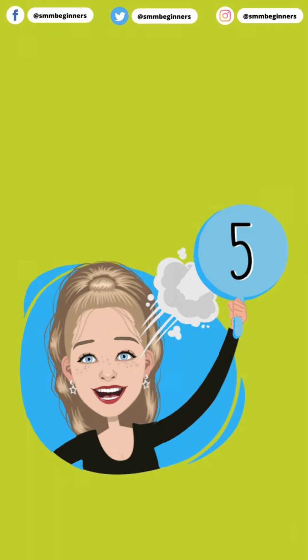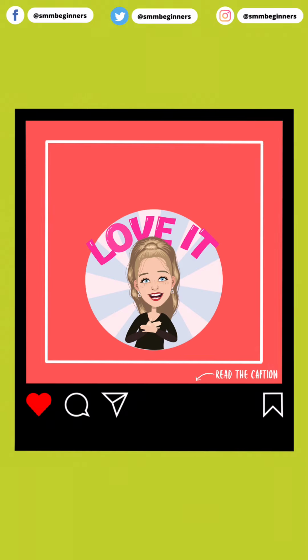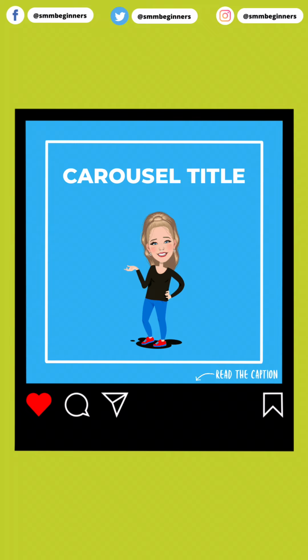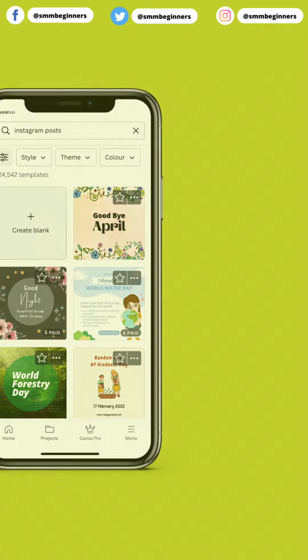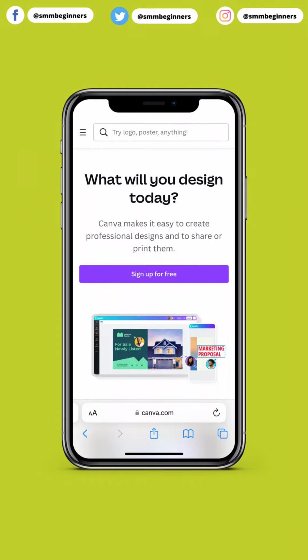Number 5. You're not utilizing carousel post templates. When you have a template, creating carousel posts becomes a much quicker process. I have a bunch of templates in Canva, so I basically drop my text and images in, move things around a little, and change the colors. Then I'm done. Without templates, carousel posts can take me the whole day to put together. With templates, they take me less than an hour to put a bunch together.